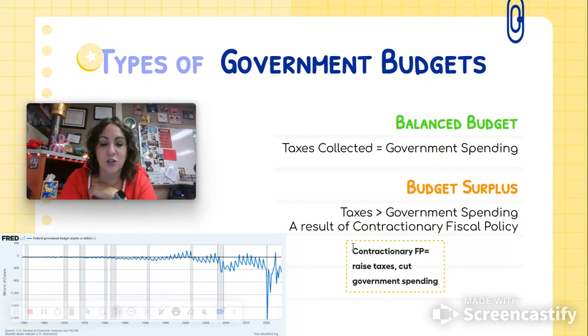So, contractionary fiscal policy, while it might slow down the economy, is actually going to give the government extra money to play with for maybe the future. And so that's a budget surplus.